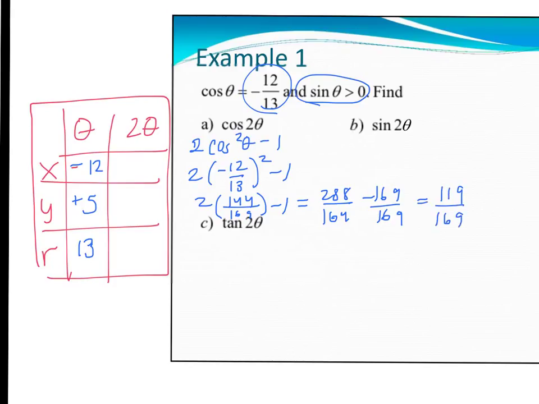Now this solution that we have right here, not only does this tell me the cosine of 2 theta, this also tells me the x and the r for angle 2 theta. So I can plug in 119 over here for x and 169 for r. Now in this problem, it's not practical to do x, y, r to solve for y because I don't have a calculator. However, once I find either the sine or the tangent, I will know the y value, and then I can use x, y, r to finish the problem.